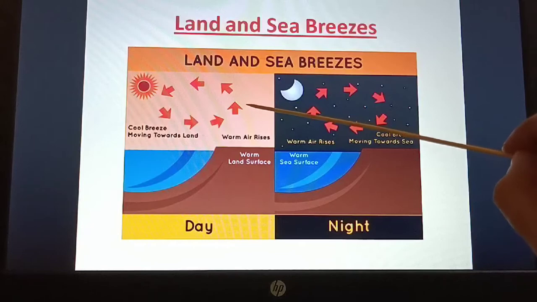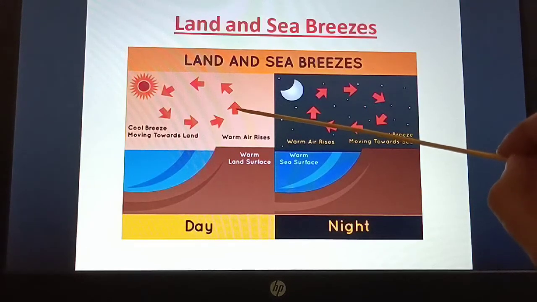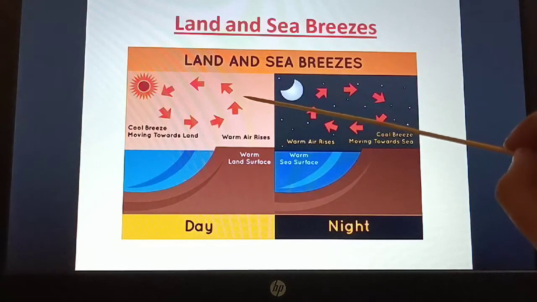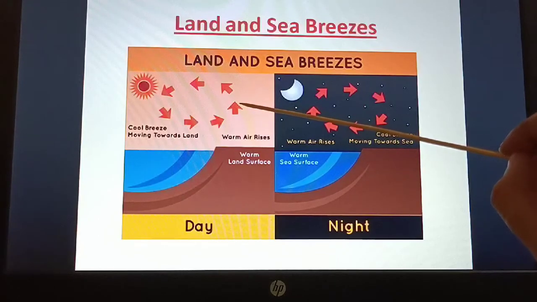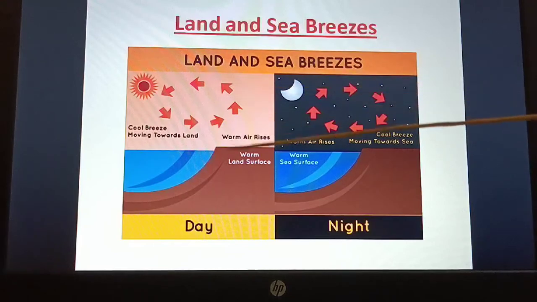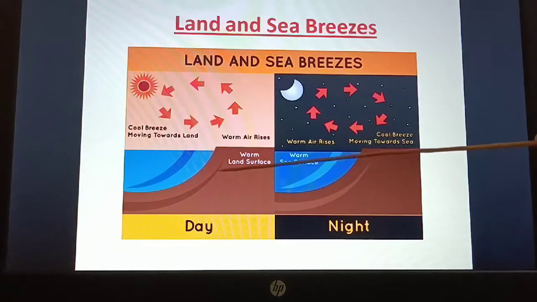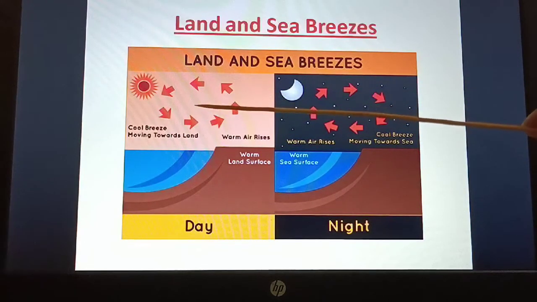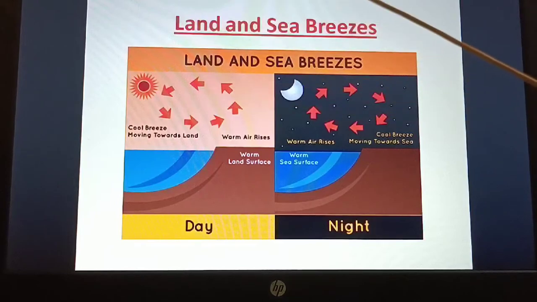Remember, hot air is lighter than the cool air, so it rises. Whereas water above the sea is cool, because water takes more time to heat and more time to cool.